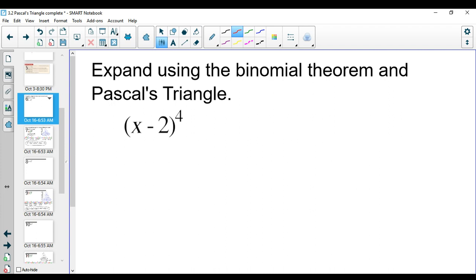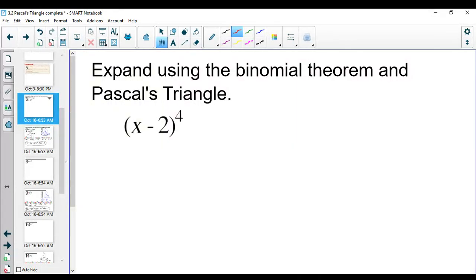In this video, I'm going to expand the binomial x minus 2 to the fourth power by using the binomial theorem and Pascal's triangle. So an alternative to this would be writing this out 4 times as x minus 2 times x minus 2 times x minus 2 times x minus 2, and then you have to do a ton of foiling. But I think there's a lot more room for error when you do it that way.